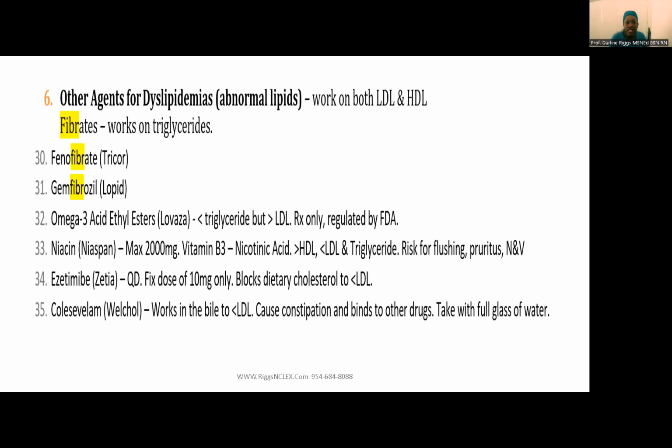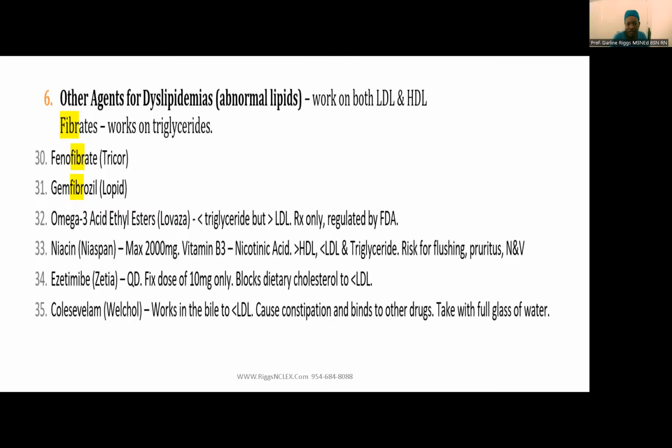Now, a couple other agents for dyslipidemia, for any type of abnormal lipids. The pathway with those, they're going to work on both the good and the bad, right? So we want to watch and make sure we don't deplete them of the HDL too much, right? They work on the triglycerides, okay? Fenofibrate and gemfibrozil, okay? So with those, you're going to monitor the HDL and the fat soluble vitamins.